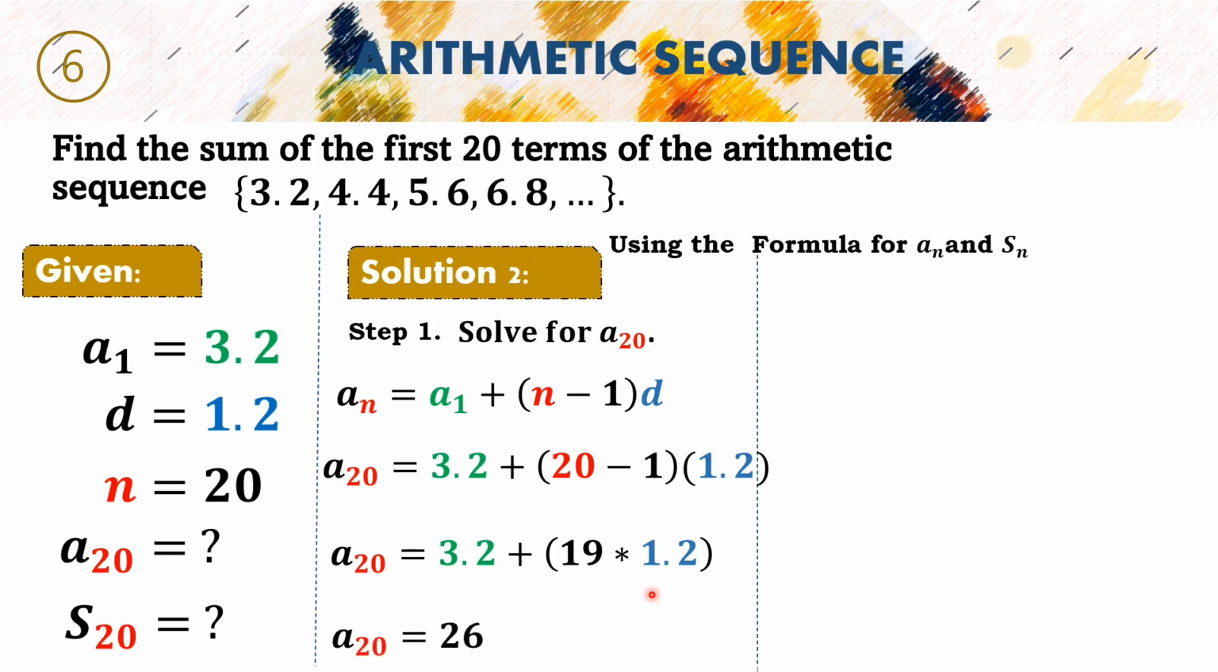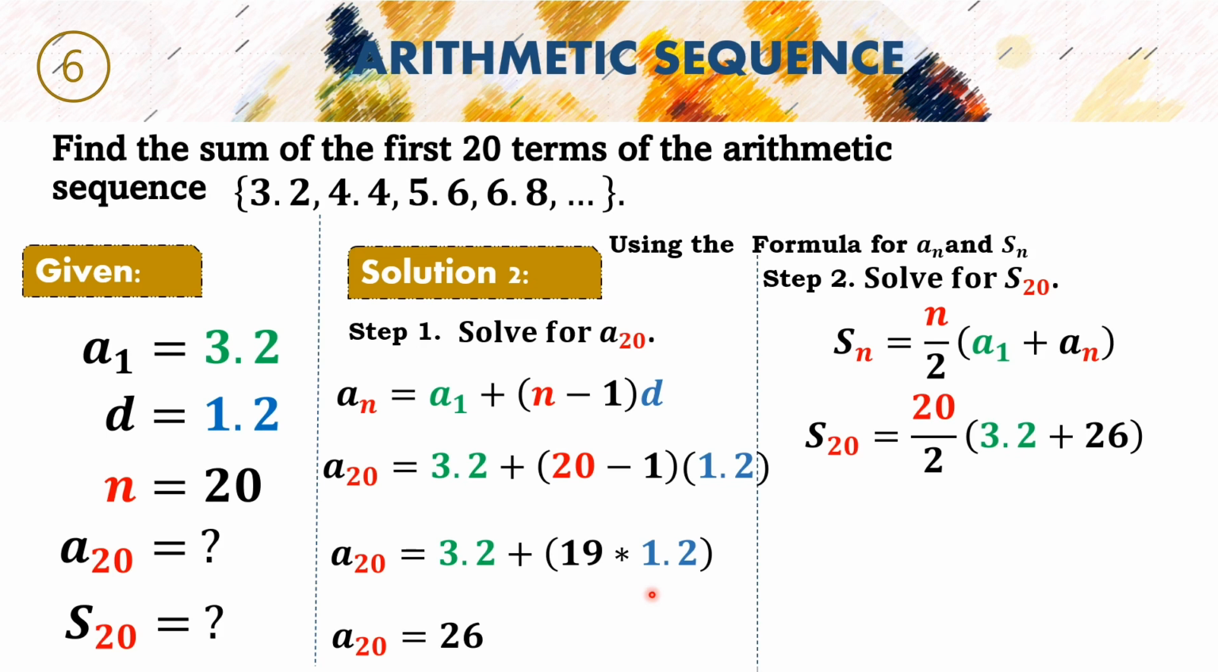Proceed to step 2, using a sub 20 in formula 1 for finding the sum. Substitute the given. S sub 20 equals 20 over 2 times the quantity 3.2 plus 26. 20 over 2 is 10. 3.2 plus 26 is 29.2. Therefore, the sum of the first 20 terms is equal to 292.